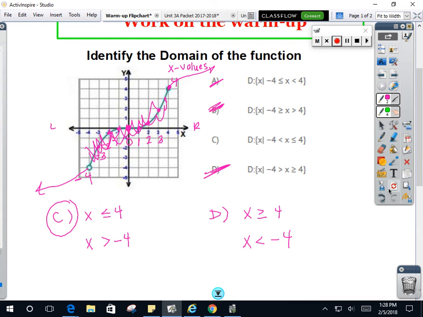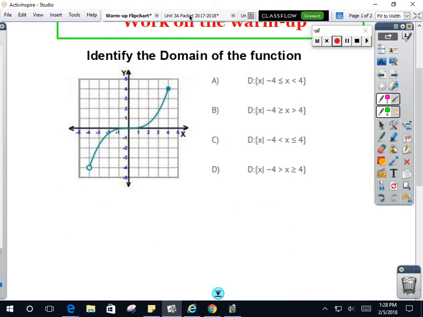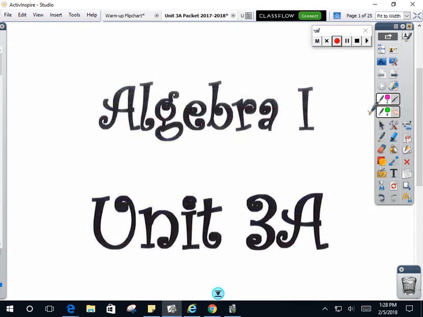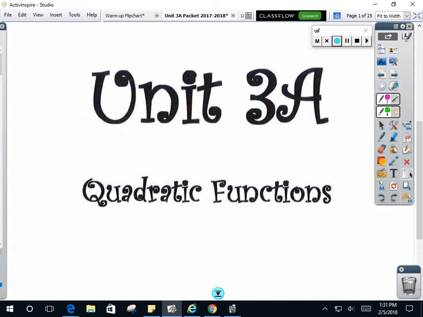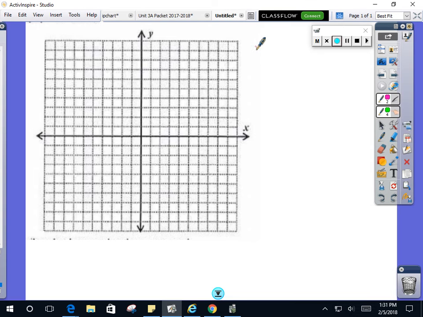Okay? All right, now we're going to start the new packet. So I am about to hand it out. I am going to do a short little lesson that will lead into what we're learning today. Okay, today we're going to start something called quadratic functions.